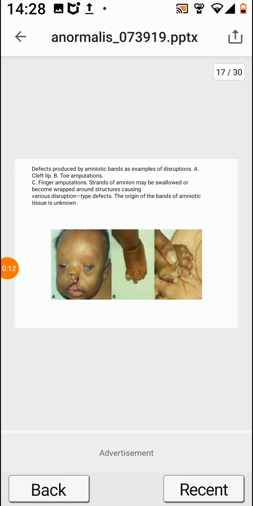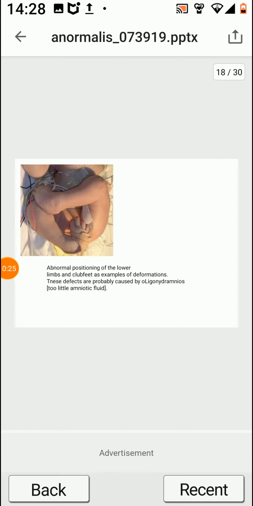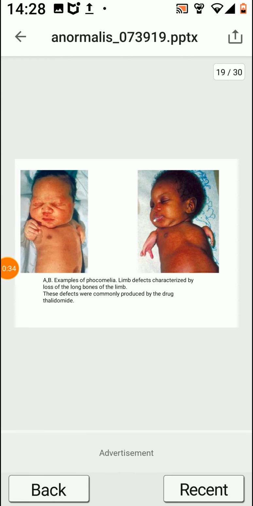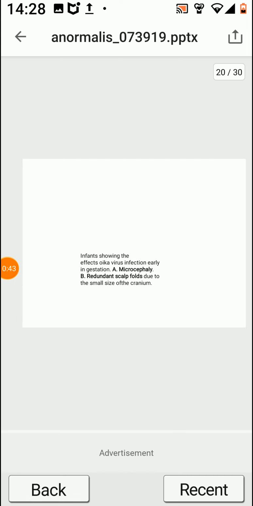These are still amniotic bands. Cleft lip in image 1, toe amputation in B, together with the finger amputations. Then these are abnormal positioning of the lower leg. It's actually club feet. It's a deformation still. And this is for meromelia, where long bones fail to develop. You're having those short hands, as you can see.